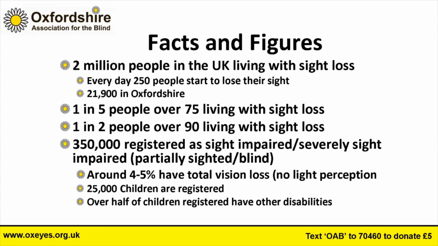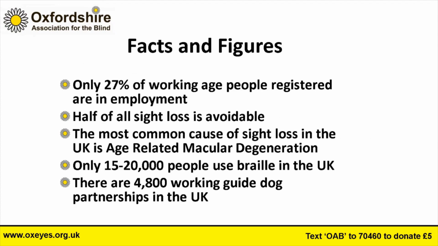Around 25,000 children are registered. So again, whether that's from birth or onset at a very early age, over half of the children who are registered have another disability, and sometimes the visual impairment is actually the lesser of the issues, depending on the disability.